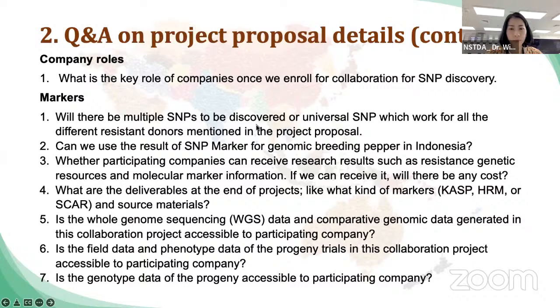Number three, whether a company can receive research results such as resistant genetic resources. Dr. Pacharapon already addressed the genetic material question earlier, but you can get the marker location as well as sequencing data. Which is also in number 5, whether whole genome sequencing data and comparative genomic data will be accessible. Yes, if you participate in the program, you will receive the raw sequencing data that came out of the project. Field data and phenotypic data will also be shared with participating companies. And yes, number 7, genotypic data will also be shared. You will have access to the sequence data, phenotype data and the analysis, as well as the final report.